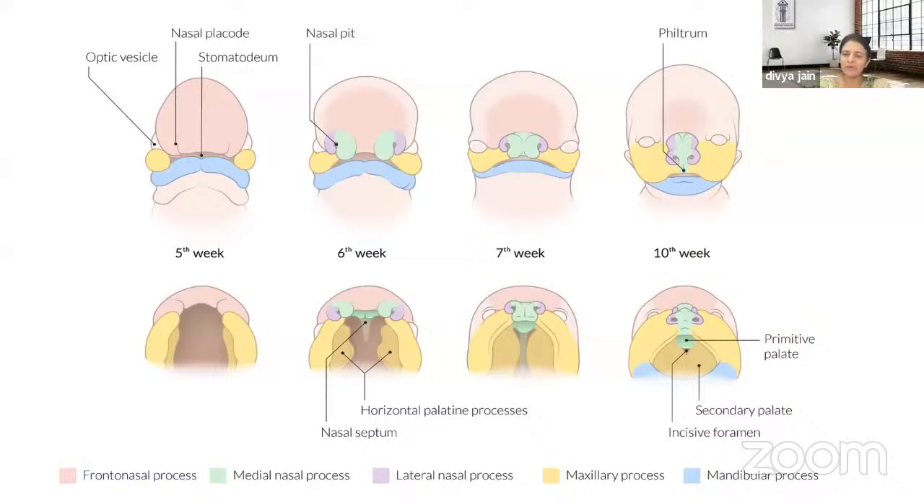Mother would be having polyhydramnios, not the child. The mother will be having polyhydramnios. So you need to be suspicious about presence of congenital anomalies which can give rise to the polyhydramnios.